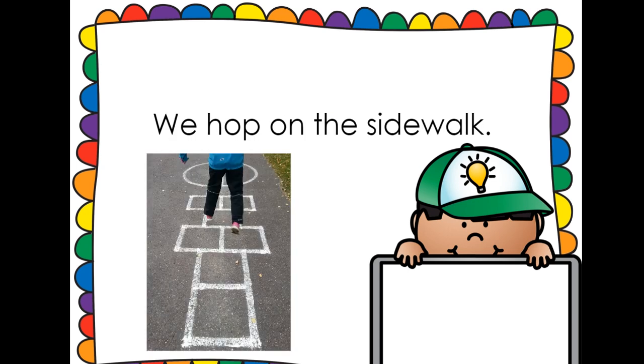Okay, let's read this one. We hop on the sidewalk. We hop on the sidewalk. Now you say it. Does that sound right to you? Let's see what the verb patroller thinks. Oh, he agrees that the verb hop and the subject we agree. We hop on the sidewalk. It wouldn't be we hops on the sidewalk. That doesn't make any sense. But we hop on the sidewalk sounds just fine. Our subject, we, and our verb, they agree with each other. They sound very nice together.